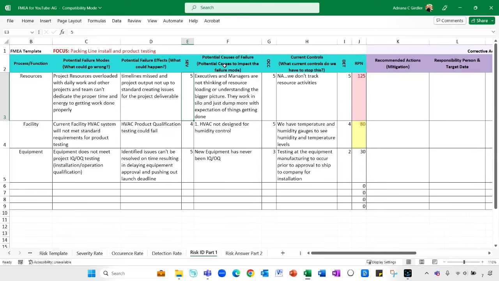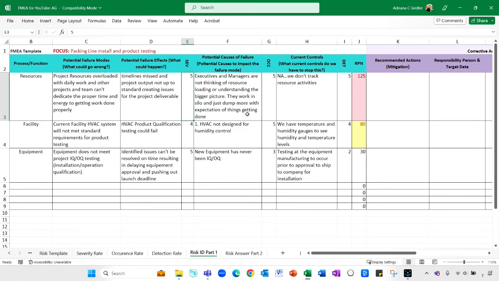Your next section or next column that you would then look at is potential causes of failure. So what is the potential cause for this failure to occur and to come to fruition? Well, in this particular example, executives and managers are not thinking of resource loading or understanding the bigger picture.